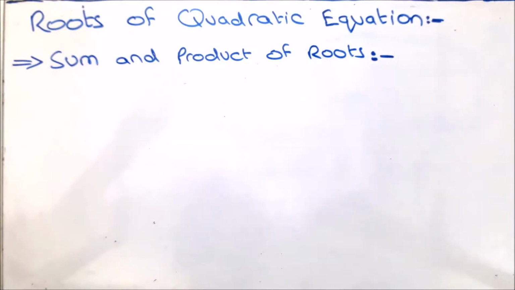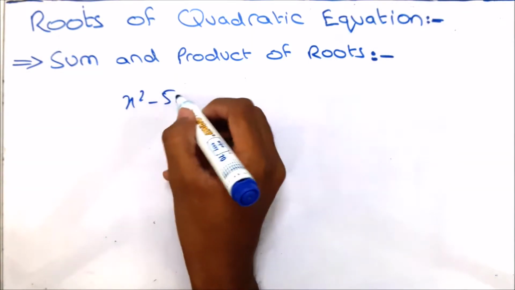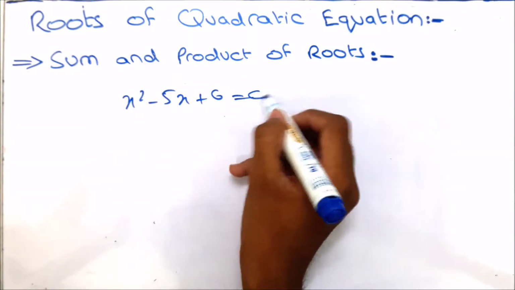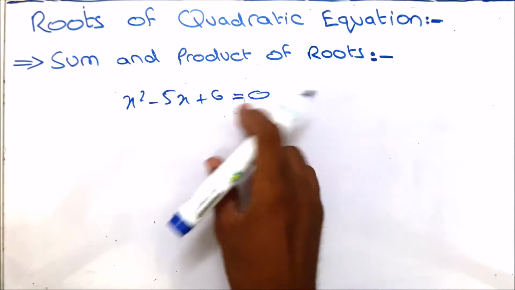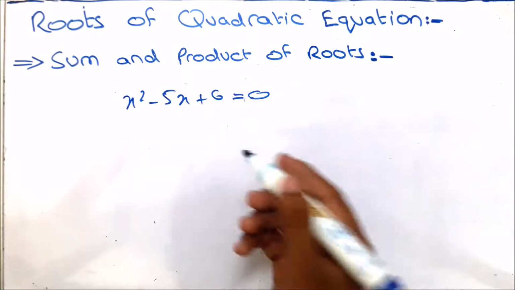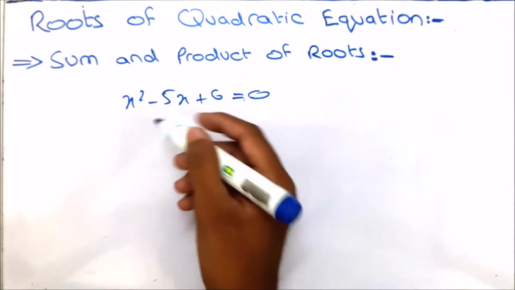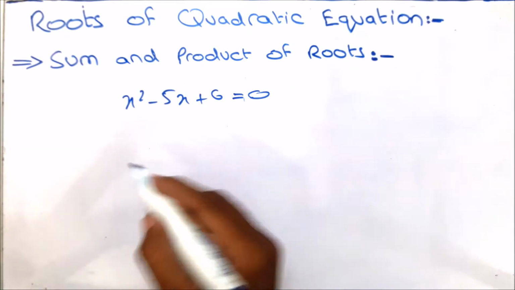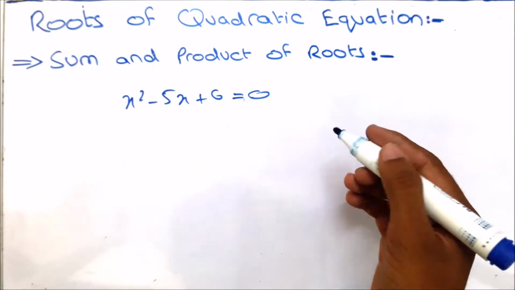Okay, in this video we are going to learn how to find the sum and product of roots of a quadratic equation without actually solving the equation. Suppose we have an equation x squared minus 5x plus 6 equals 0. If we want to find the sum of its roots, not actually the roots but the sum of the roots and the product of roots, one way is to manually solve it and find the roots and then take their sum and multiply them to get their product.